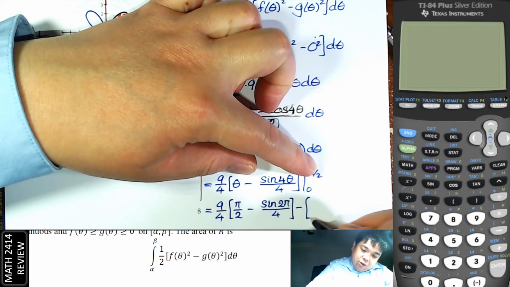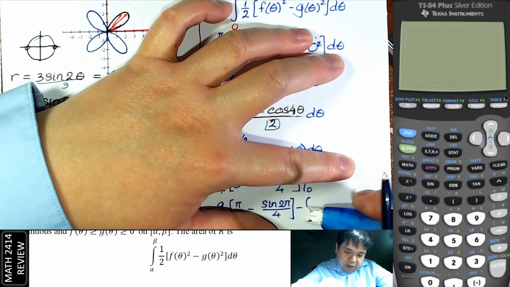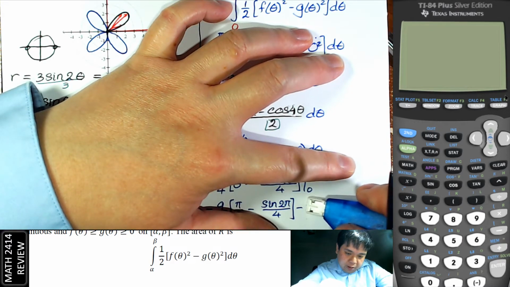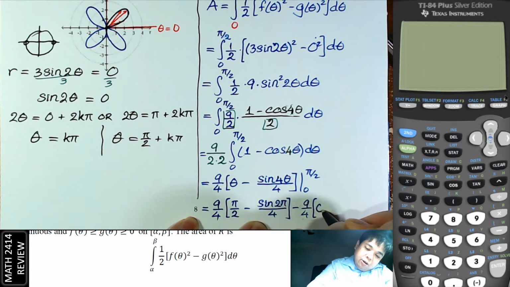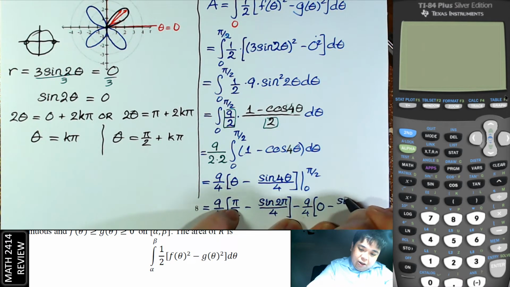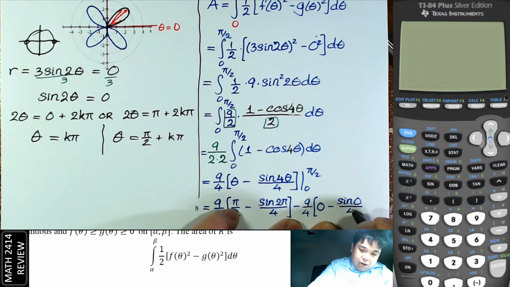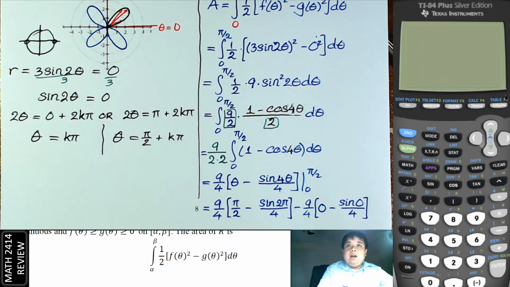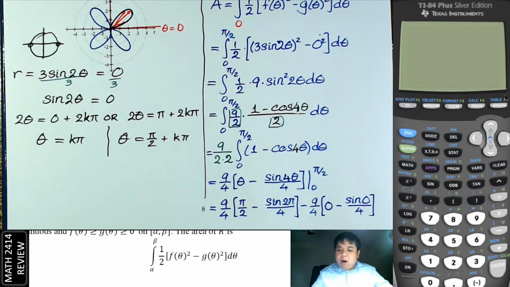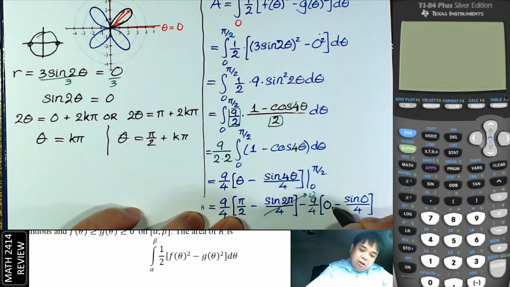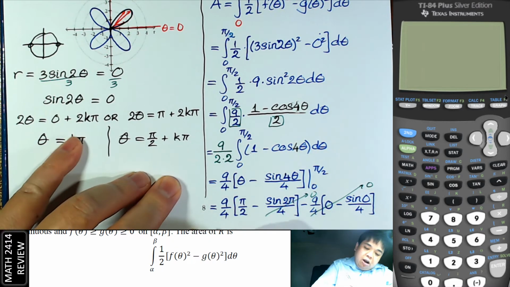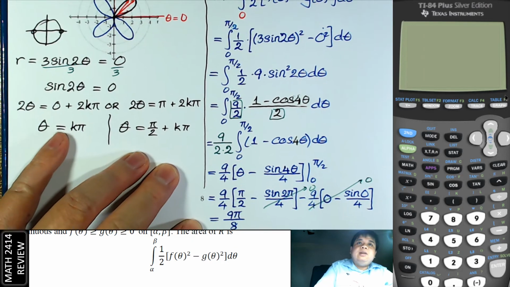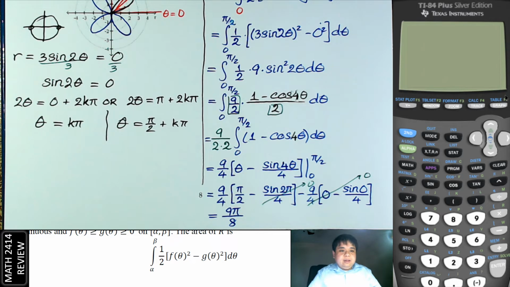And now we substitute in 0. Nine over 4, times sine of 2 pi over 4 minus sine of 0 divided by 4. Right, sine 0 is 0, sine of 2 pi is also 0, so that's gone, everything is gone. And we multiply this out, and we have 9 pi over 8. Right.